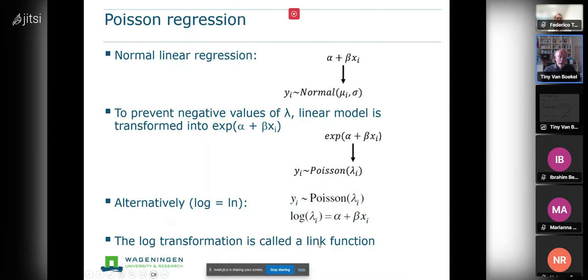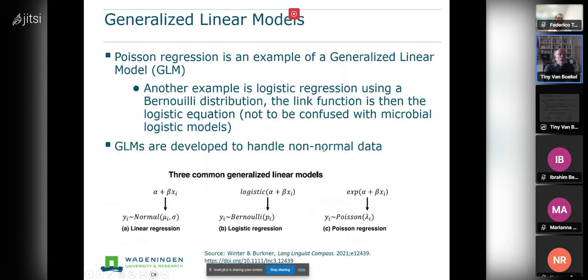This transformation is called a link function. So it links the parameter of a distribution to a linear model. And this is called a generalized linear model, and Poisson regression is one example of such a generalized linear model. Another example that you may have heard of is logistic regression, where you use a Bernoulli distribution, where the link function is the logistic equation. And don't confuse that with the logistic equation that is used in microbial logistic models, because that's not about regression, that's really the model itself.